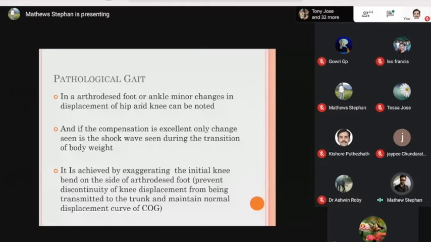If the compensation is excellent, the only change seen is in the shockwave field during the transmission of body weight. It is achieved by exaggerating the initial knee bend on the side of the arthrosed foot, thus preventing the discontinuity of the knee displacement from being transmitted to the trunk, and maintaining the normal displacement curve of the center of gravity.